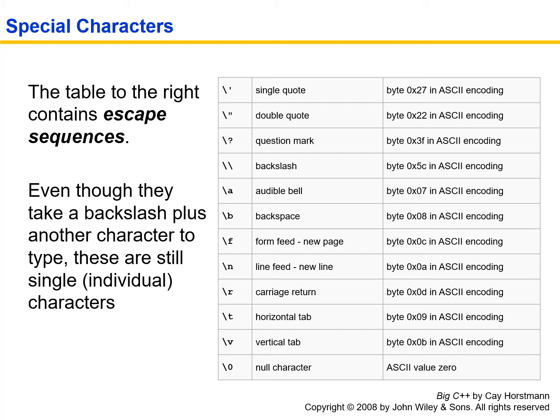And then, of course, because backslash itself is now used for escape sequences, you have to put 2 backslashes in a row if you want an actual backslash character in your code. And then for reasons that involve the fact that they have other uses in strings, backslash single quote, backslash double quote, and backslash question mark exist as well.